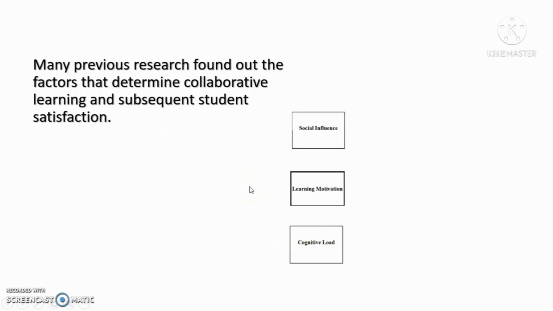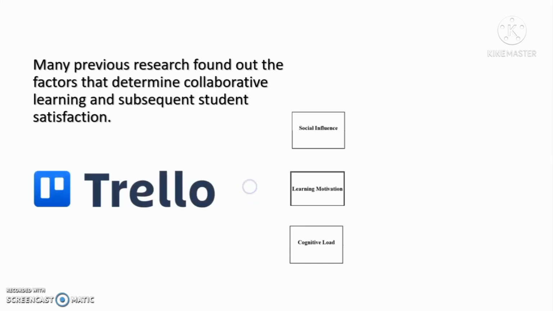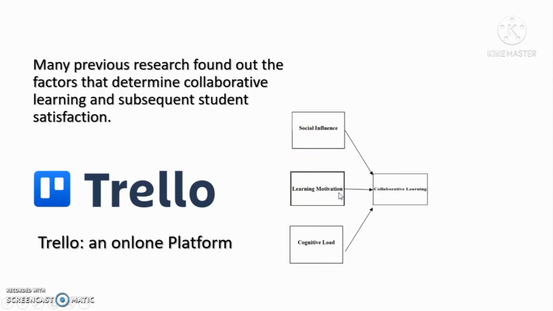Now, in this research, the researchers want to find out using Trello. Trello is an online platform. So using this Trello, this researcher is trying to find out whether these factors, social influence, learning motivation, and cognitive load, affect the collaborative learning. And finally, the researchers want to know if this collaborative learning finally affects the student satisfaction.